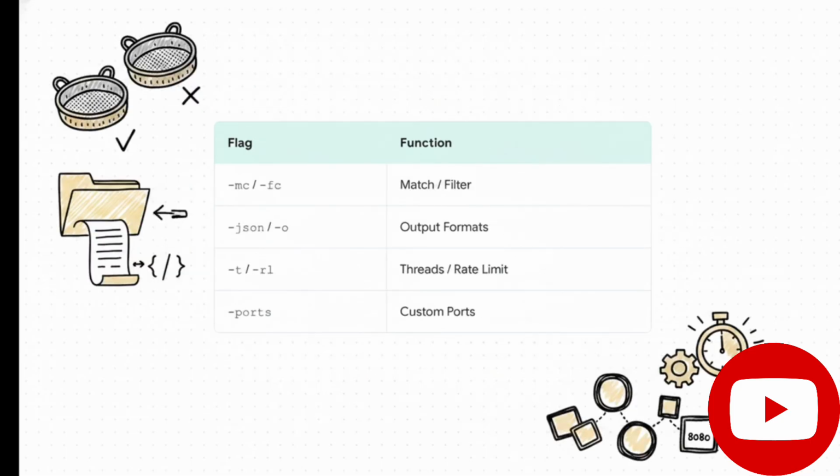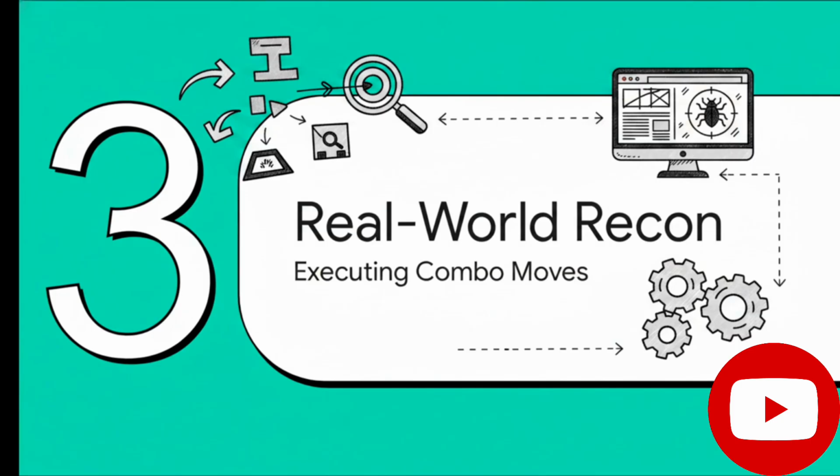All right, so how do we build this into combo moves? Once you've got the basics down, you just start chaining them together. The -mc and -fc flags let you match or filter your results. Say you only want to see the successful 200 status codes and filter out all those dead 404s? Boom, that's how you do it. Next, you can output all this beautiful data using -json or just dump it straight to a text file with -o. Now please pay super close attention to -t for threads and -rl for rate limits. This right here is how you control the speed of your scan, so you don't accidentally knock a server offline. And finally, if you want to peek beyond the default web ports, just throw in -ports to scan custom ones like 8080.